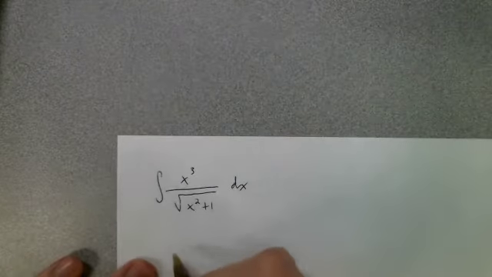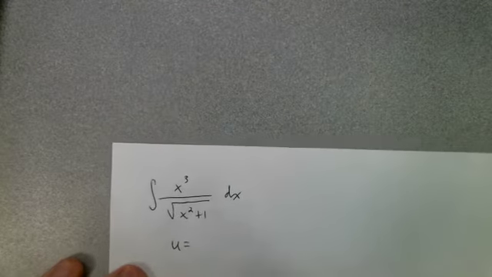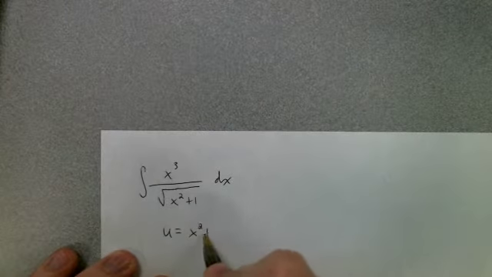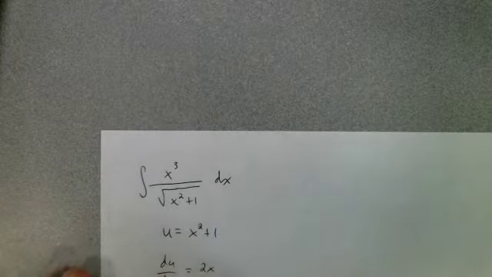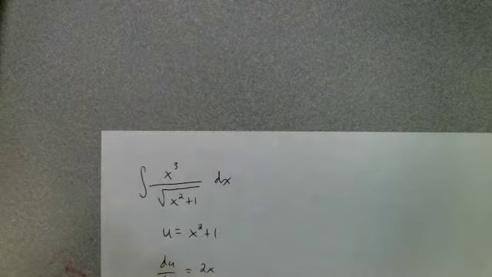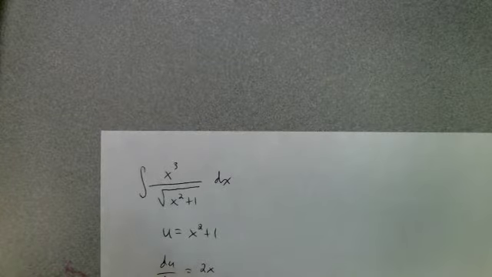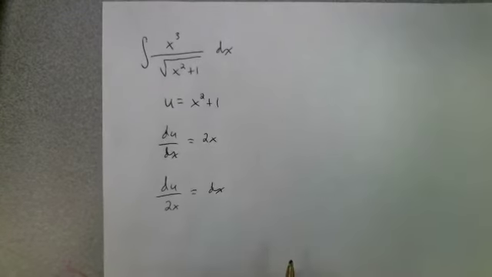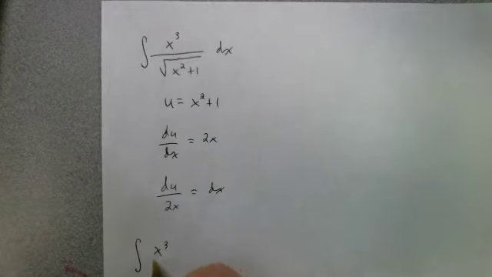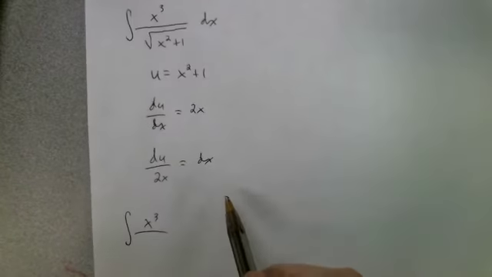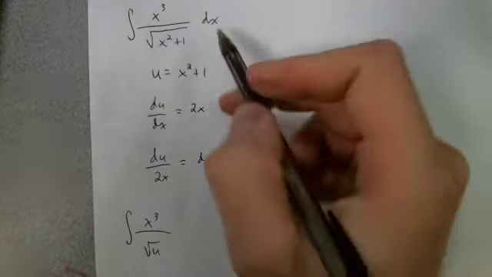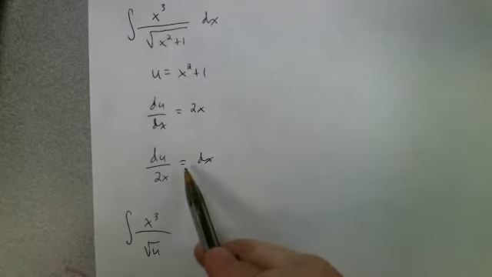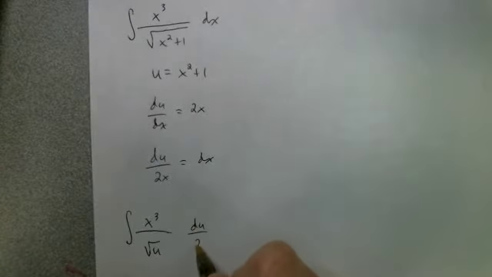So I'm going to let u equal my inside function there, which is x squared plus 1. So du dx is 2x. Solve for dx. I get du over 2x is equal to dx. So I'll go back to my integral. I got that x cubed there. I'm replacing x squared plus 1 with u. dx I am replacing with du over 2x.